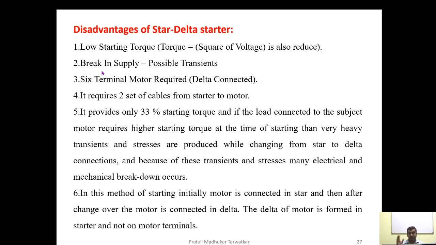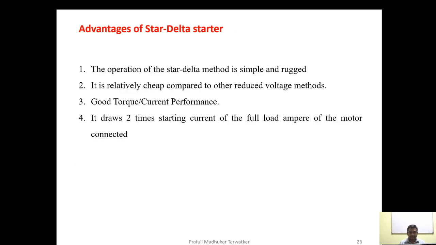Breaks in supply, because we have to make the transition from star to delta, so there is a break in supply, and that break in supply may overcome the possible transients in the operation of the induction motor. Requires two sets of cable, one for the star, one for the delta, and the motor which is used in case of star delta starter is a 6 terminal motor, 3 for the star, 3 for the delta.